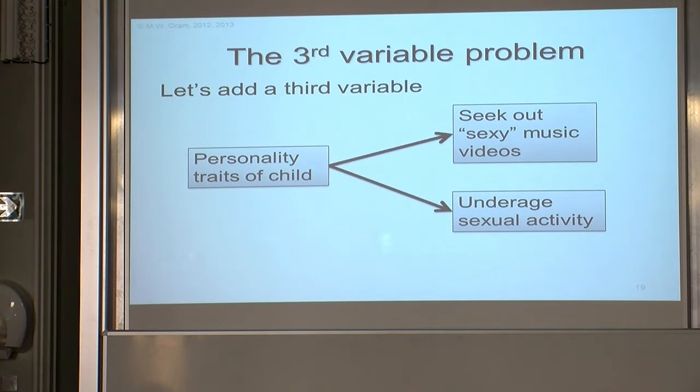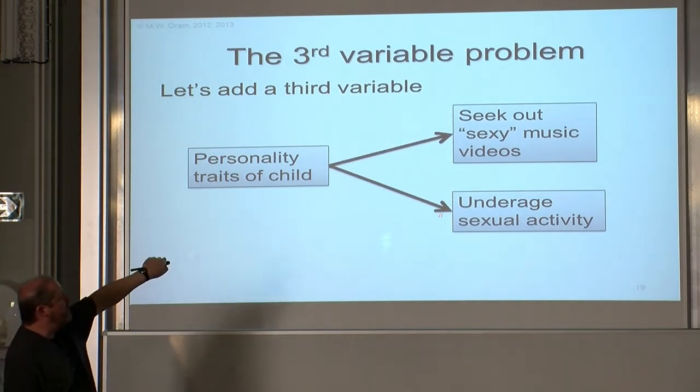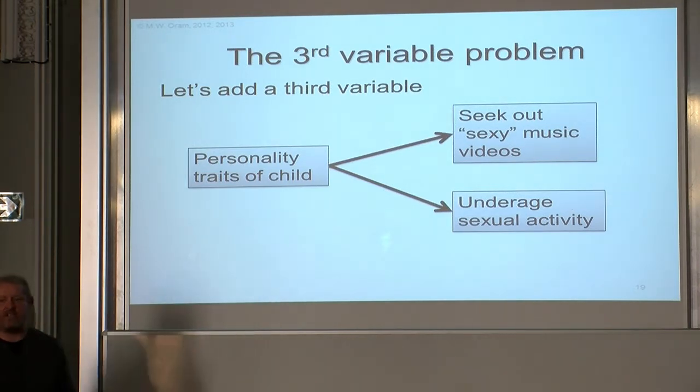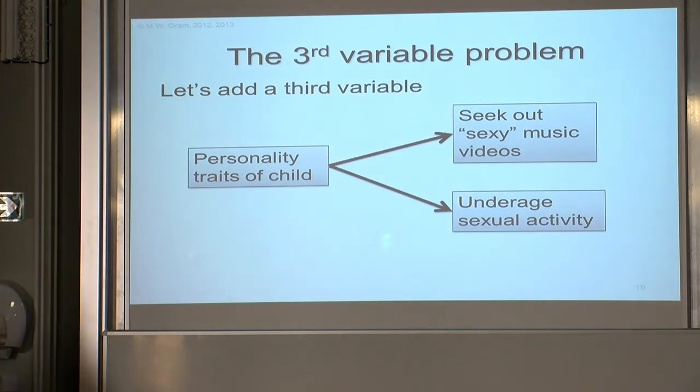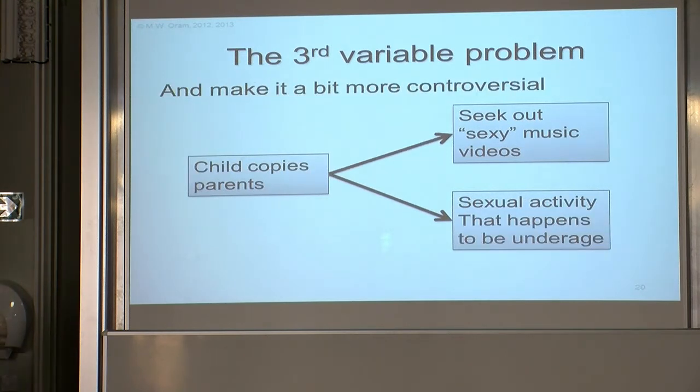But we could add the third variable. It's the most important thing to think about in any bivariate study, the third variable problem. Can you explain your results not as you would like in a simple causal relationship? Can you explain them by adding a third variable? So we can have personality traits of the child. Perhaps those that have a tendency to engage in underage sexual activity also like watching sexy videos. Okay, so maybe they're seeking out those videos, and that's why you see the relationship.